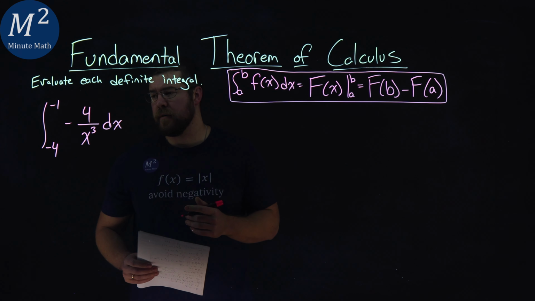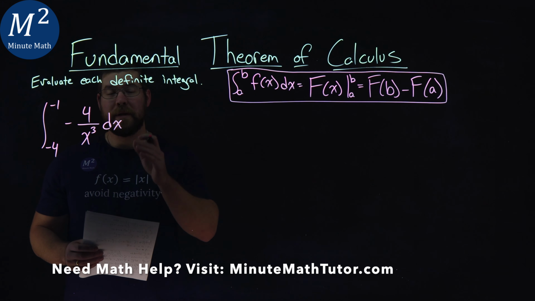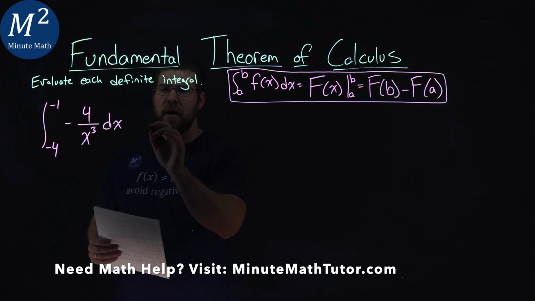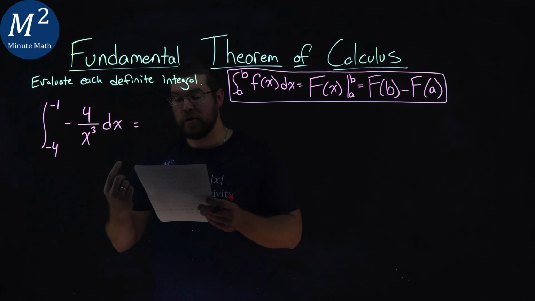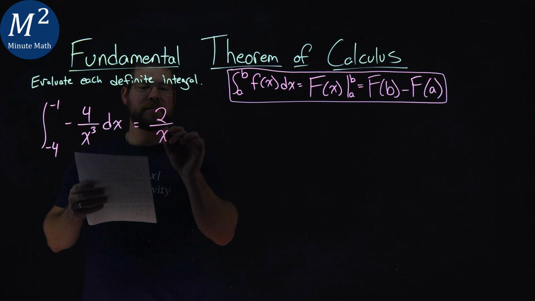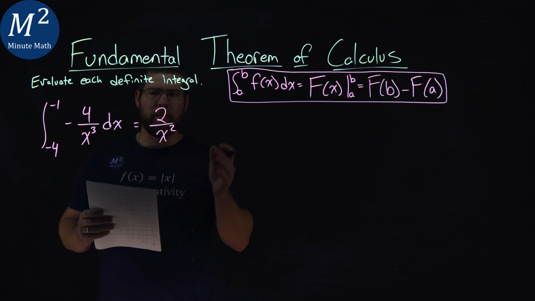We're given this problem right here, the integral from -4 to -1 of -4 over x cubed dx, and we have to evaluate this definite integral. Now, we want to find the integral here, so the integral of -4 over x cubed is, hopefully you can do this, 2 over x squared. And I like to find plus c, but we'll get to that in a second.